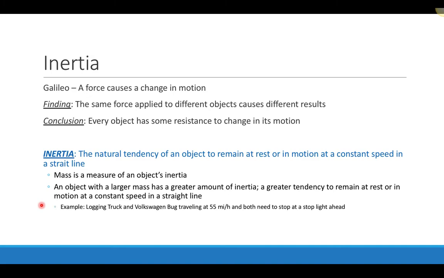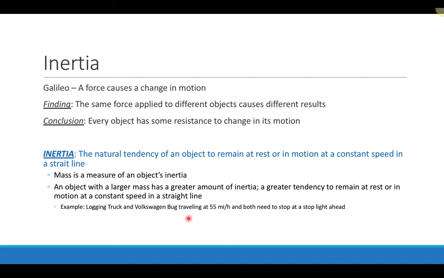So an example that I always like to give with inertia is this idea of cars traveling down a road. And I always think about logging trucks because where I live, there are a lot of logging trucks. And then I typically also like to compare a logging truck to a Volkswagen Bug. Volkswagens, those little bug cars, are very small. So the logging truck filled with logs is going to have a very large mass, and the Volkswagen Bug is going to have a smaller mass.